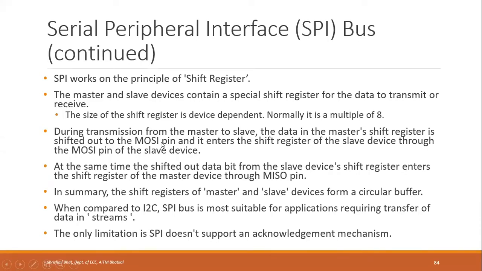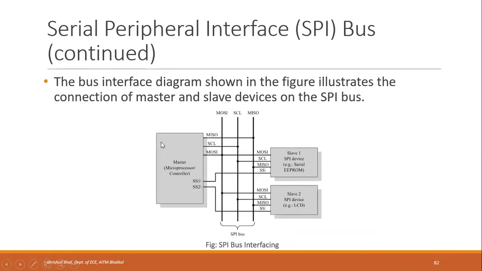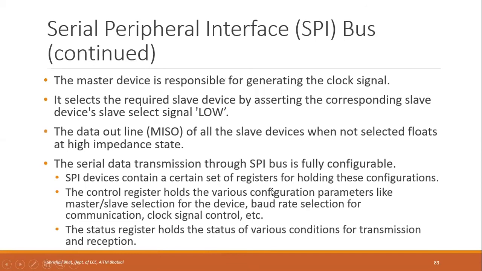So if it has to go from master to the slave, then from the master's shift register the data is shifted out to the MOSI pin, and then it enters the shift register of the slave device through the MOSI pin of the slave device. The data is shifted one bit at a time on the MOSI line. On the same line, the slave device's MOSI is connected, so that data is input into the shift register of the slave device.